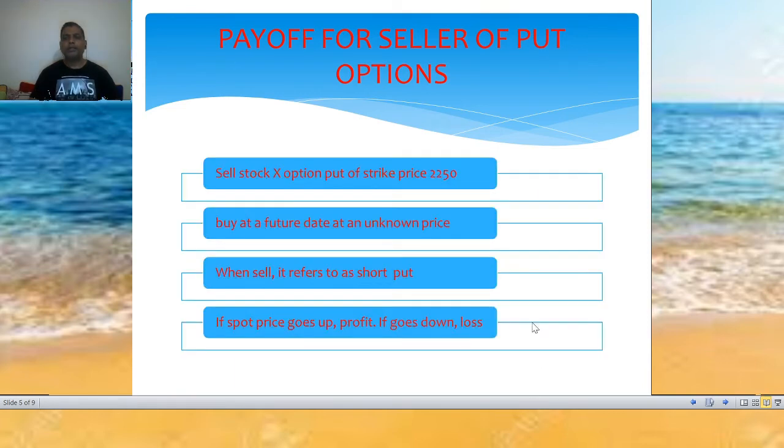Now let us say the trader sells a put option of a stock X of strike price 2250. So whenever we sell the put option, we are likely to buy it back. So we buy it at a future date at an unknown price. When we sell the put option, it is referred to as short put. Now if the spot price goes up, the seller will make the profit, whereas if the spot price remains below the strike price, the seller will make the loss.